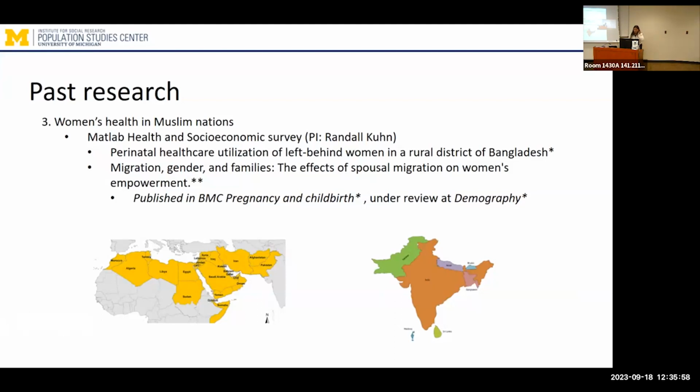And so this paper was actually recently published in BMC Pregnancy and Childbirth. And then one of my colleagues, Dr. Heidi West now, because she just started her position at a CSU actually. We have a paper as well under review in Demography that looks more at the different dimensions of empowerment among these women who are left behind when their spouses migrate abroad.